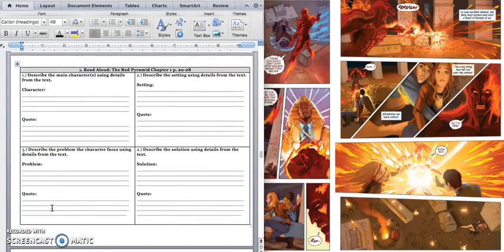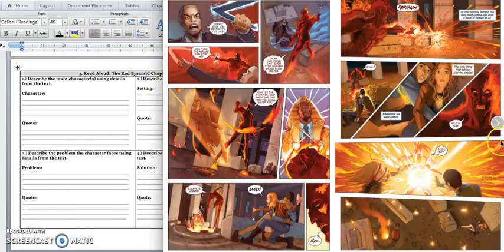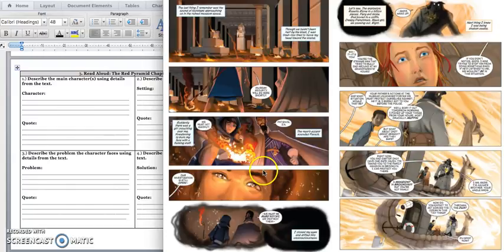All right, go ahead and turn the page, and we're going to use our CSPS strategy as we keep reading chapter 1. We left off on this page as the fiery man left, and Carter and Sadie, they weren't hurt in the explosion, but this is after the explosion. Okay, so we're going to read this page all the way down, and we're going to read the next page all the way down as well.